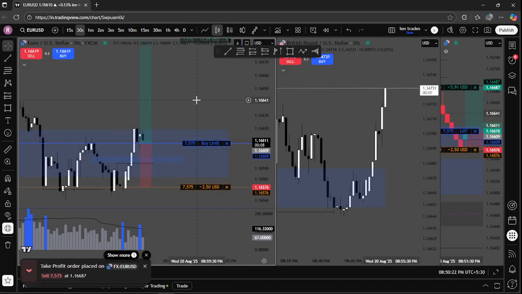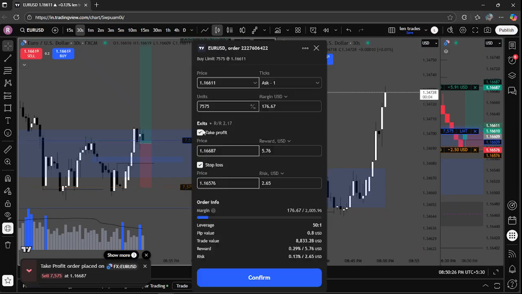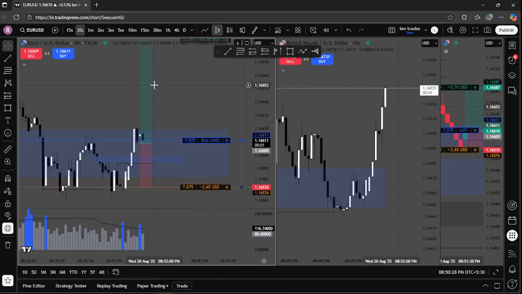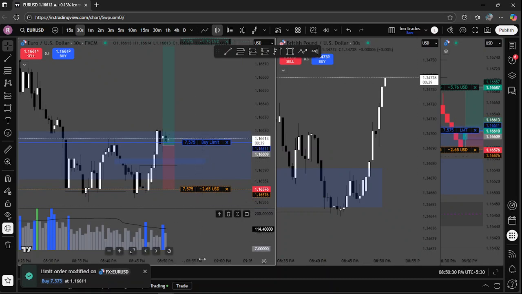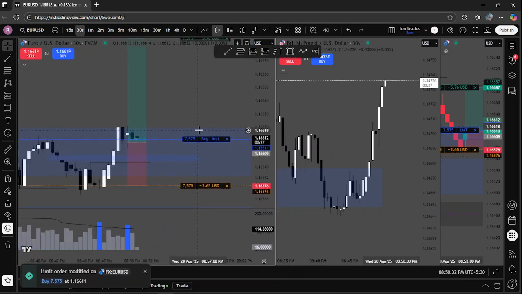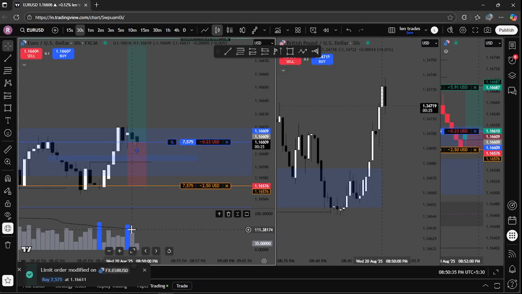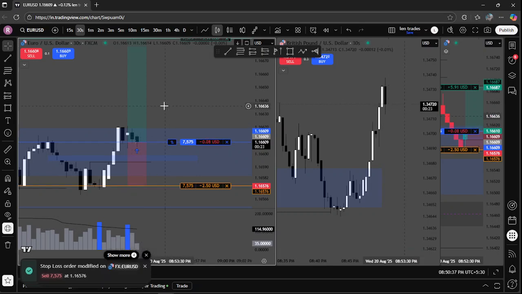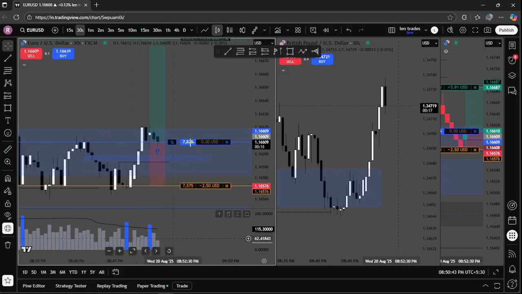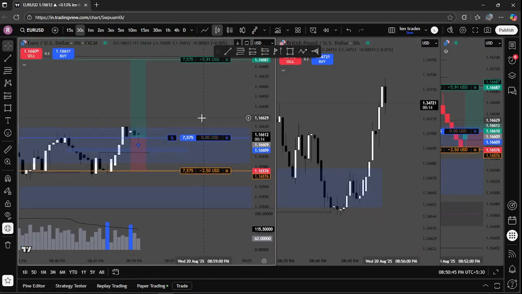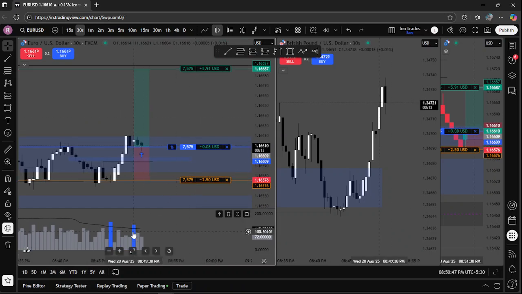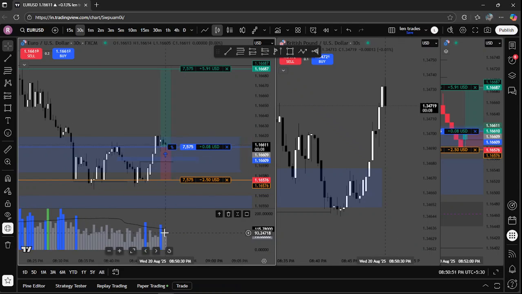There's a reason I'm buying here. Let's see. Confirm. Got filled in here. That high, there's a reason. Now this is another reason that I took this trade. I do see there is no volume coming as we are breaking out here, so that's another reason I took this.